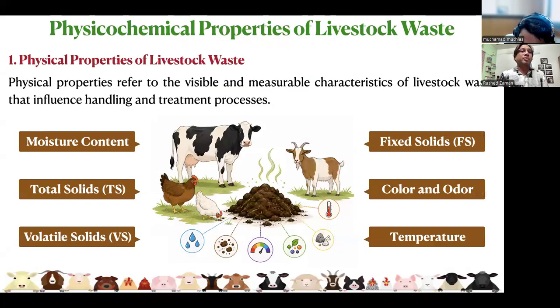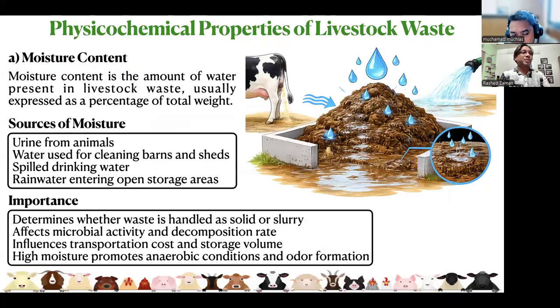So first, we will focus on the physical properties of the livestock waste. Physical properties are those visible and measurable characteristics of the livestock waste that influence handling and the treatment process. They include moisture content, total solid, volatile solid, fixed solid, color and odor, and temperature. So first we will start with the moisture content. Moisture content is the water content of the livestock waste, how much water is present in it.